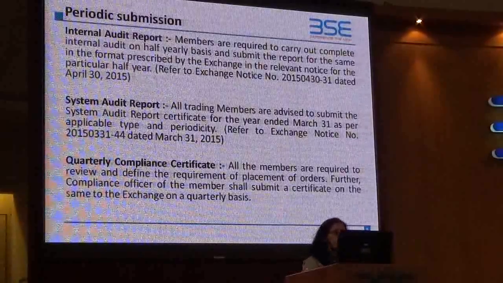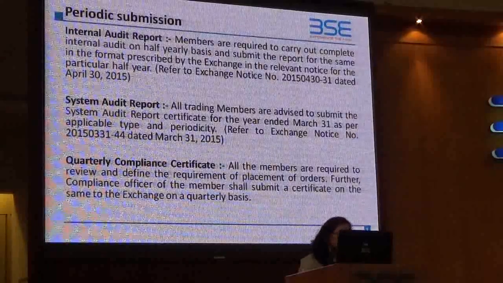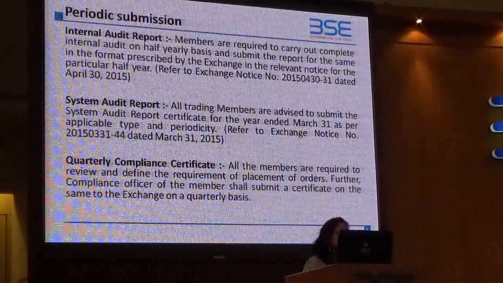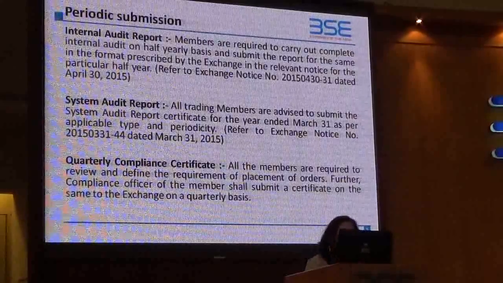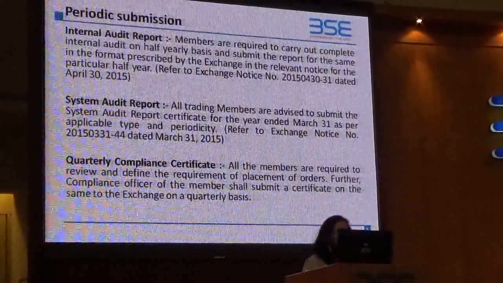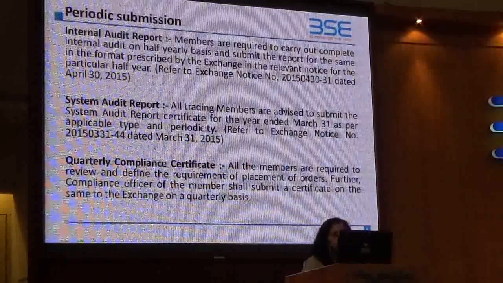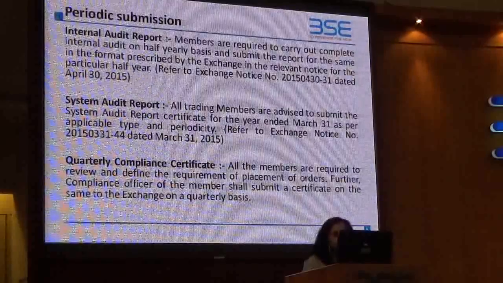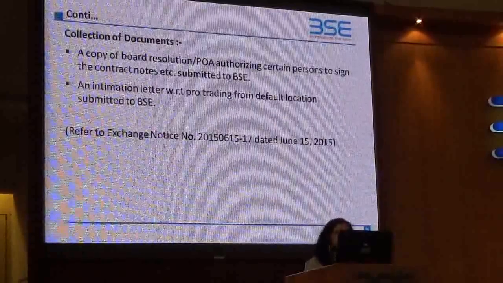Friends, you are aware of the periodic submissions. We will just repeat. The internal audit report you have to submit every 6 months. The system audit report you have to submit yearly or half yearly, depending on whether you have the IBT or you are an algo user. The quarterly compliance certificate has to be given every quarter, stating whether you have specified the limits, user wise and terminal wise.